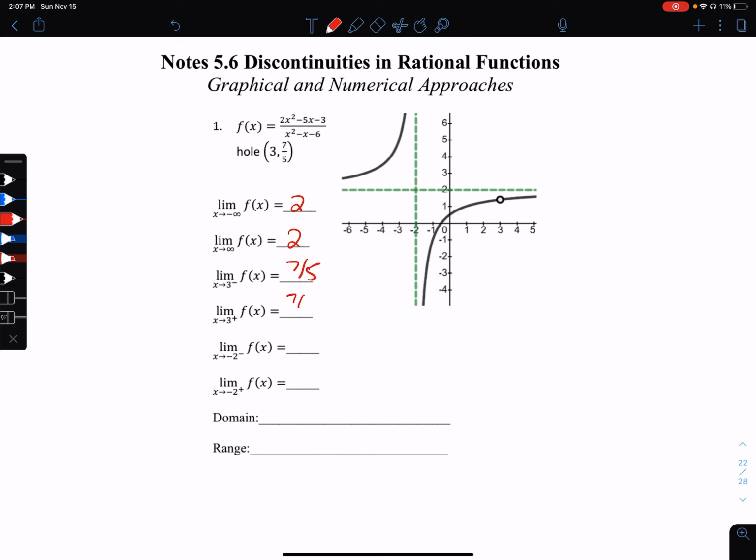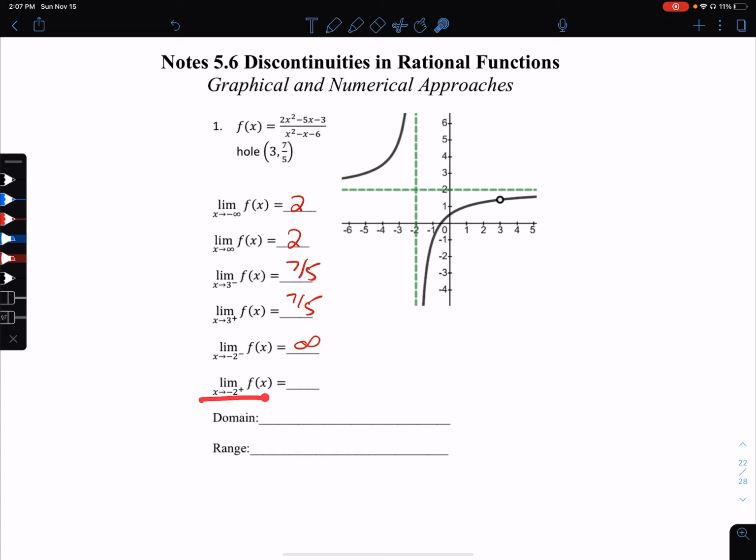Just a quick review of a limit. This is asking, what is y getting closer to as x gets closer to 3 from the right? This is asking, what is y getting closer to as x gets closer to 3 from the left? This down here: what is the limit of f of x as x approaches negative 2 from the left? Here's negative 2 from the left. Y is going up forever, so it's approaching positive infinity.